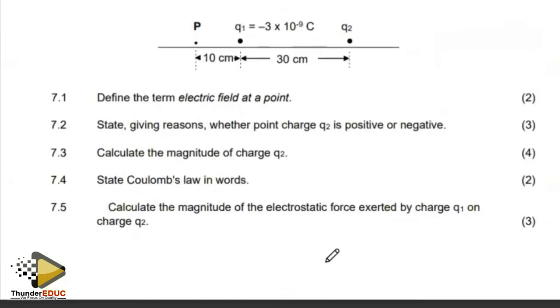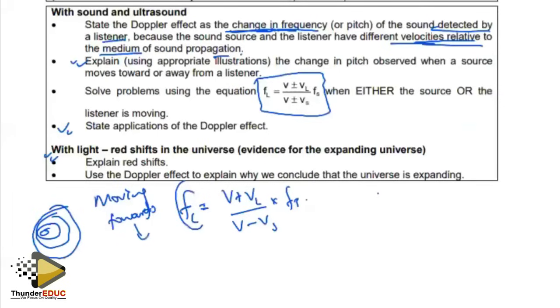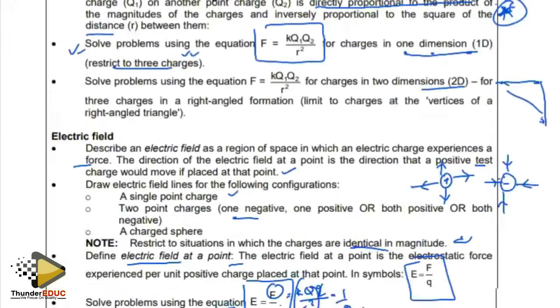Question number 7, electrostatics. Two point charges Q1 and Q2 are placed 30 centimeters apart along a straight line. Q1 is this, the point P is 10 centimeters, okay. As shown, the net electrostatic force is 0. So F net is 0. All right, then define the term electric field at a point. Remember what we said? This is the electrostatic force, okay, experienced per unit positive charge placed at that point. You can just go back there and read our definition.